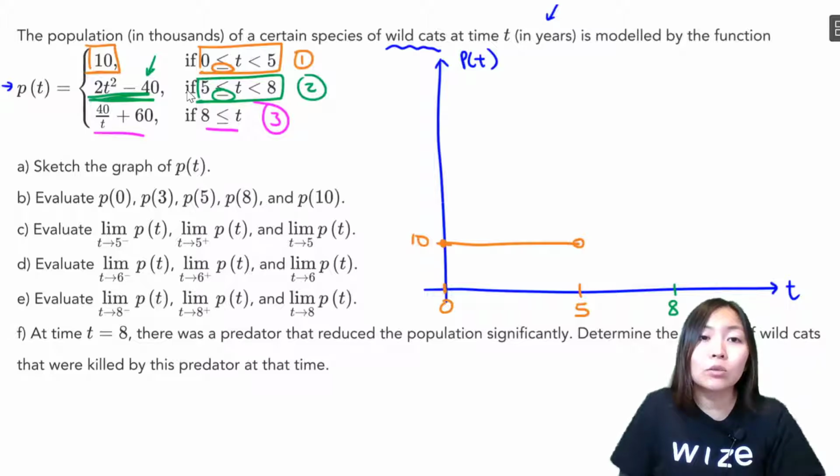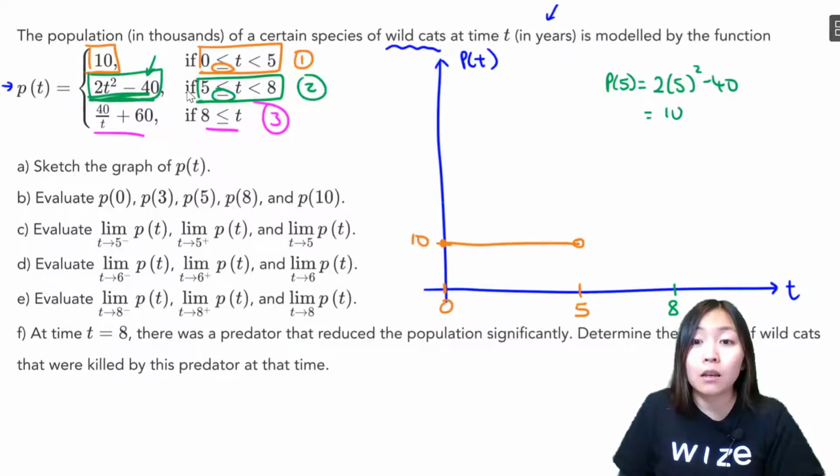And this trick is to sub in the endpoints t equals 5 and t equals 8. So I'm going to quickly do that on the side here. So p at 5, let's see what happens here. We get 2 times 5 squared minus 40, using this quadratic. This gives us 50 minus 40, which is 10. That means at the value of 5, my function value is going to be 10. So indeed, this is no longer an empty circle. This is a filled-in circle, because at t equals 5, the population is 10.